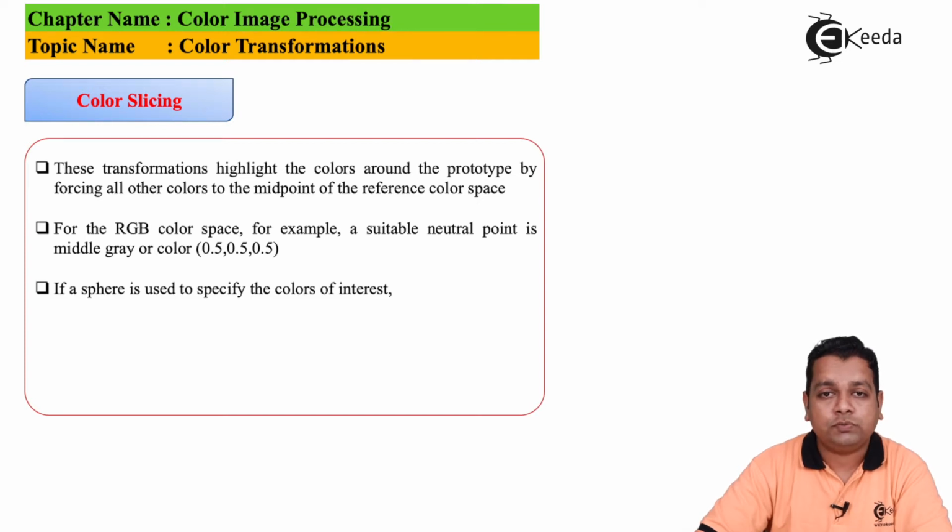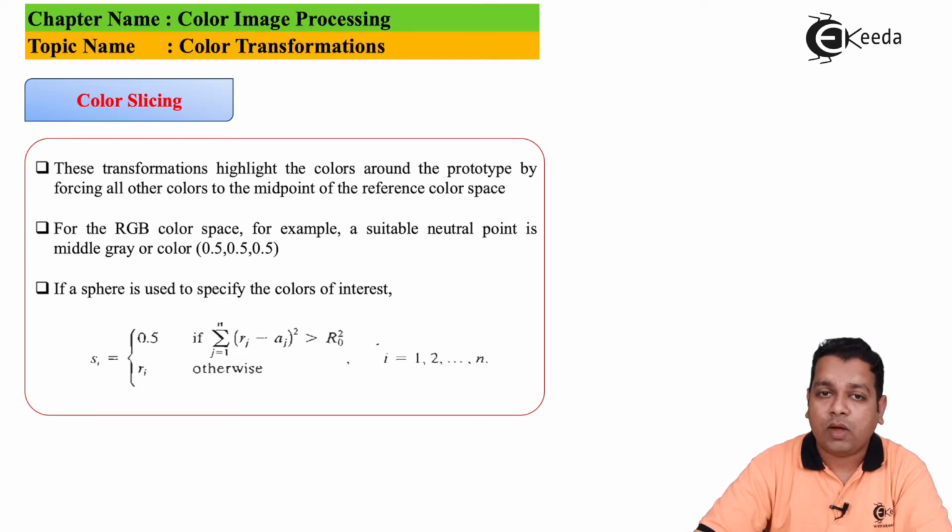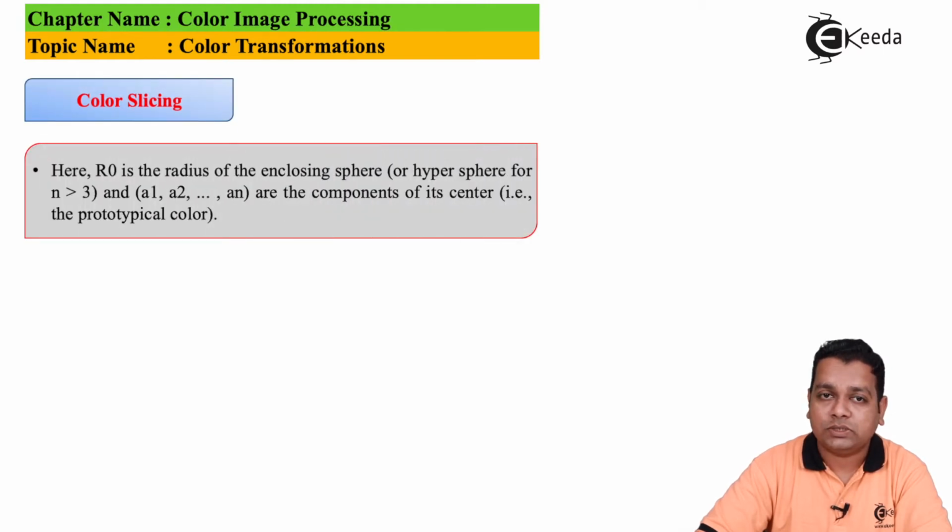If a sphere is used to specify the colors of interest, the equation can be modified like this. s_i takes the value 0.5 if the summation for j equal to 1 to n of (r_j - a_j) squared is greater than R0 squared, where i is 1 up to n. If it is not satisfied, as before, we assign s_i simply as r_i. Here R0 in the formula is the radius of the enclosing sphere, or hypersphere in the case n greater than 3, and a1, a2 up to an are the components of its center, that is the prototypical color.